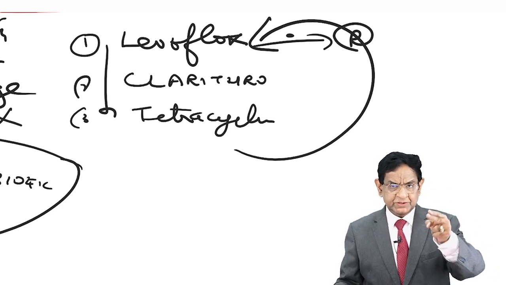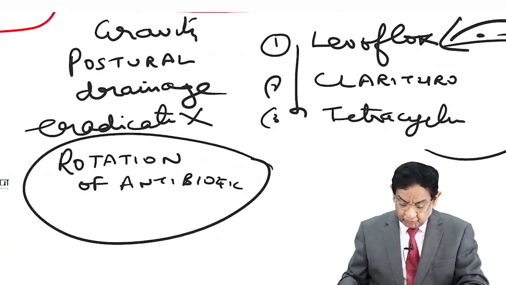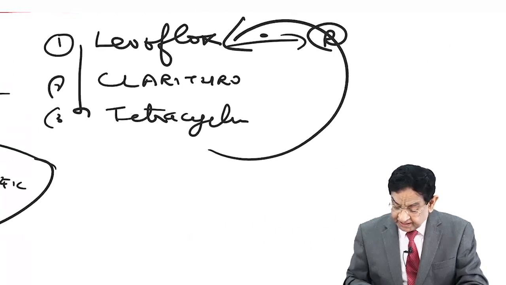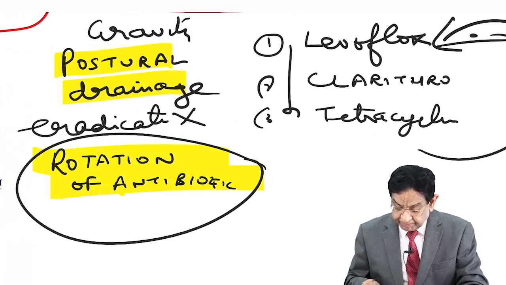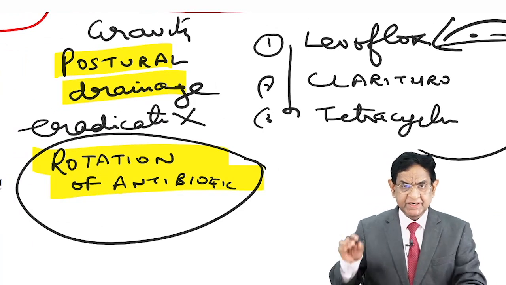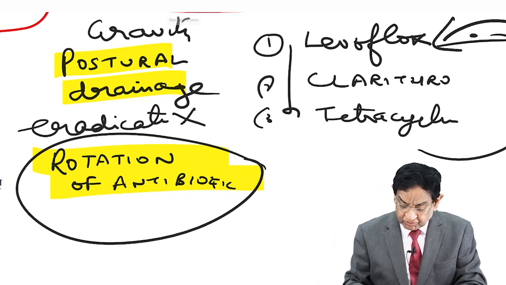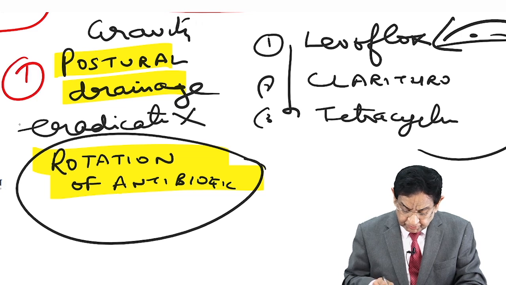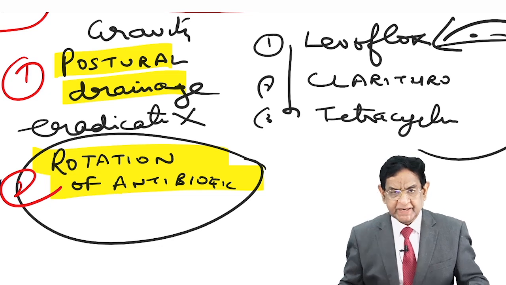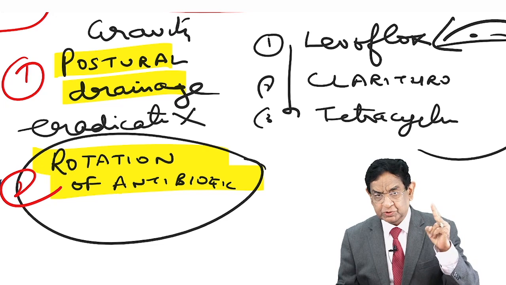So friends, you only have to remember 2 words. One is postural drainage, and second is rotation of antibiotic. So write down bronchiectasis management: postural drainage and rotation of antibiotic. Only 2 keywords to be remembered in this particular slide, and of course for the management of bronchiectasis. So the management is in 2 words.